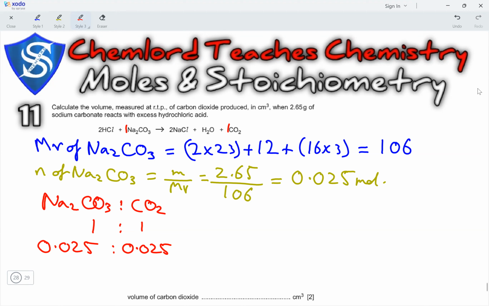Then we calculate the volume of carbon dioxide by multiplying 0.025 by 24,000, because we need the volume in cm cube, and 1 mole of any gas at RTP occupies a volume of 24,000 cm cube. So this gives us a volume of carbon dioxide as 600 cm cube.